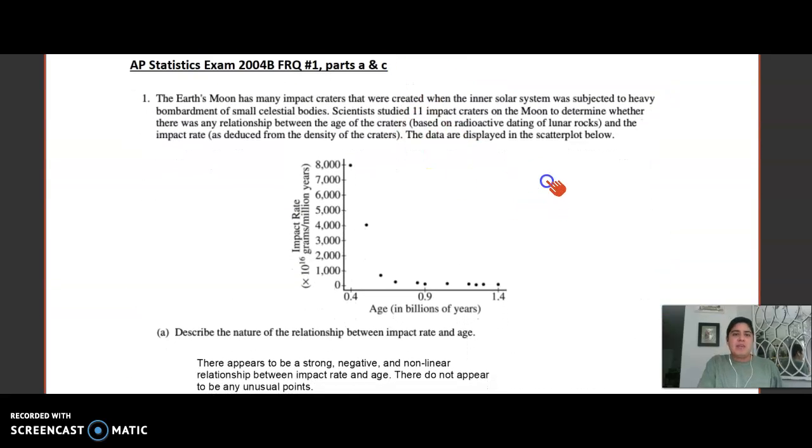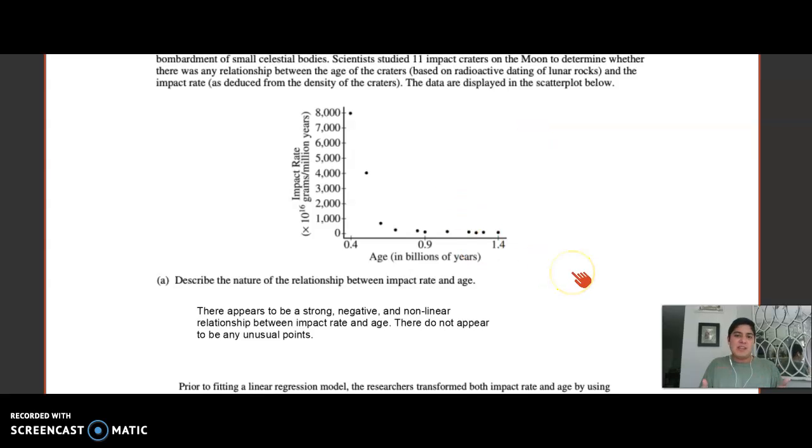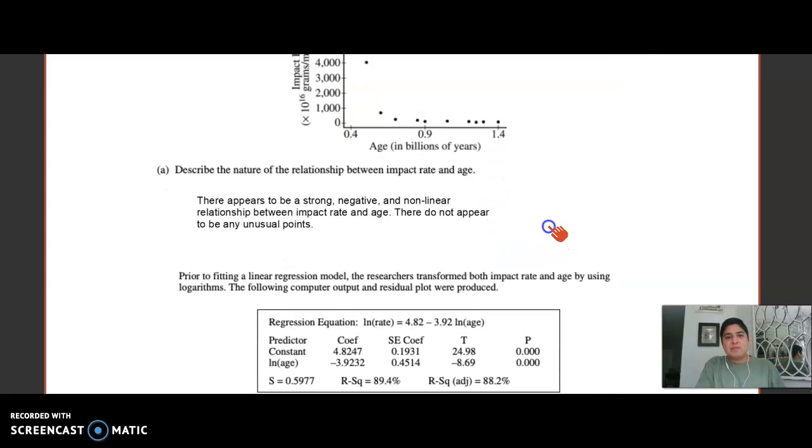But here, we had the Earth's moon has many impact craters that were created when the inner solar system was subjected to heavy bombardment of small celestial bodies. We looked at 11 impact craters on the moon to determine if there was any relationship between the age of the craters and the impact rate. So looking at the scatter plot here, I said something along the lines of there appears to be a strong, negative, and nonlinear relationship between impact rate and age, and I didn't notice any particular unusual points since this does follow a very nice nonlinear curve here.